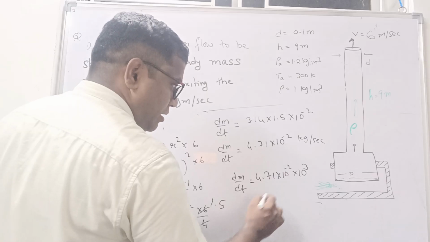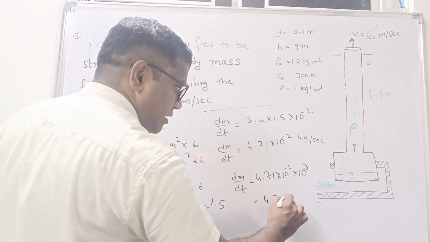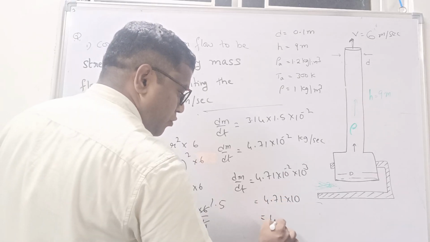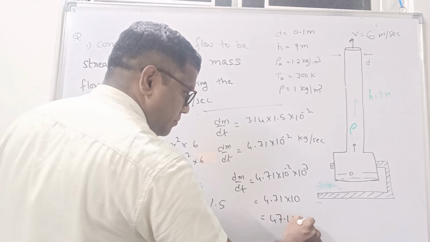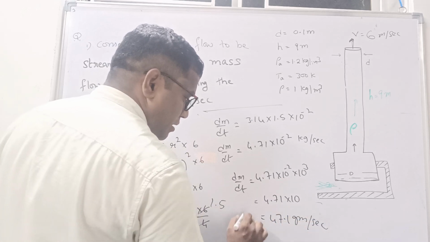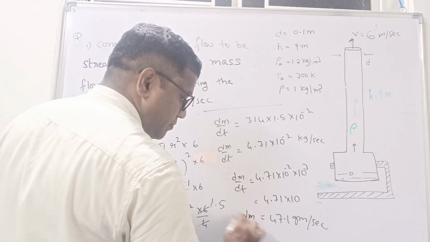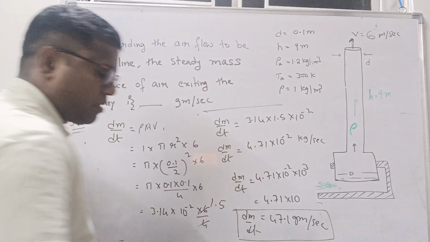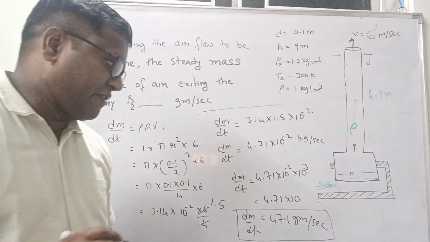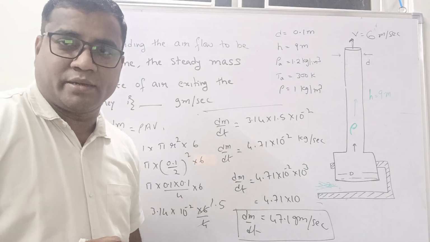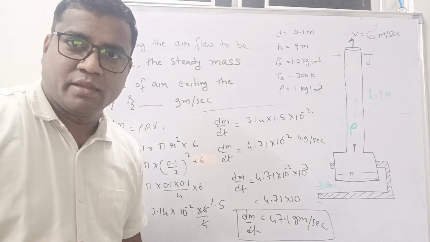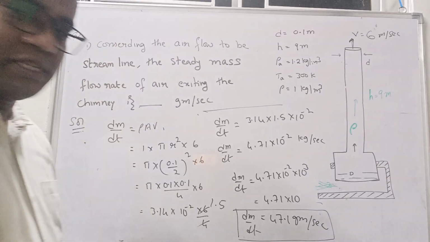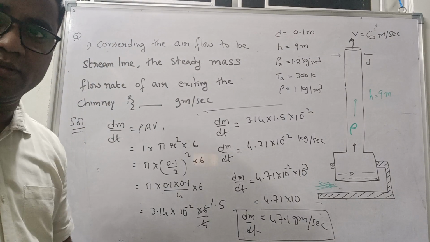So here we will write 4.71 into 10, 47.1 gram per second. So dm by dt is equal to 47.1 gram per second. I hope you understood, right? Clear? Just please make a note and we will go with the second one.